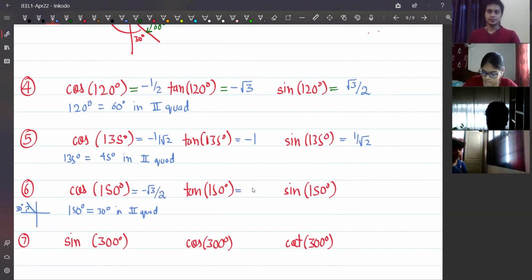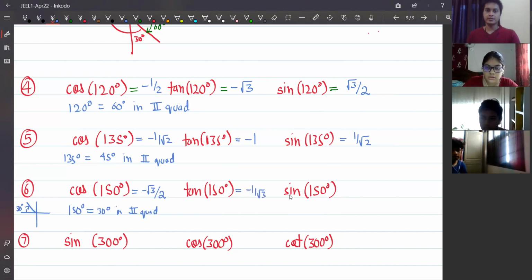Then tan 150. Tell me tan 150. You're mute. Minus 1 by root 3. And sine 150. That is sine 30 degree, so 1 by 2. Okay, it is 30 degree in the second quadrant. In the second quadrant, only sine is positive.